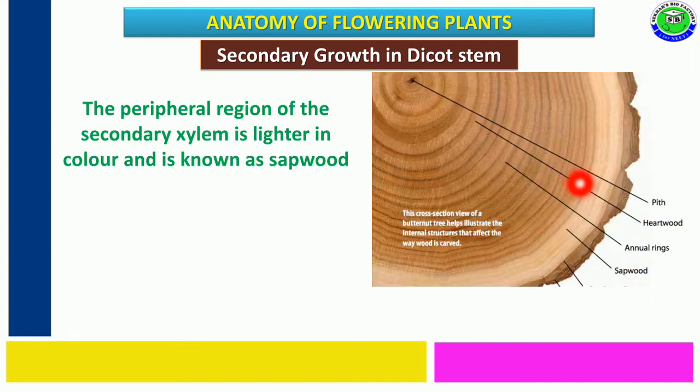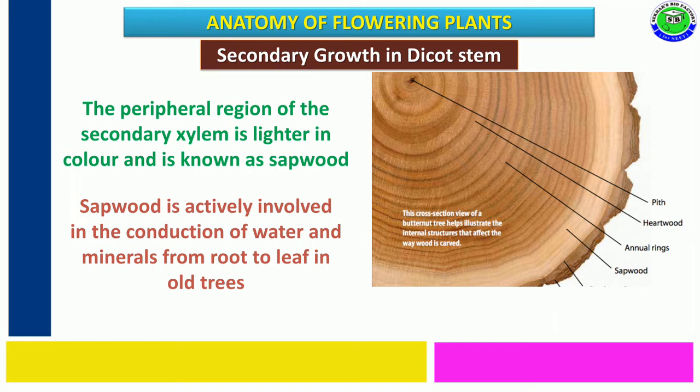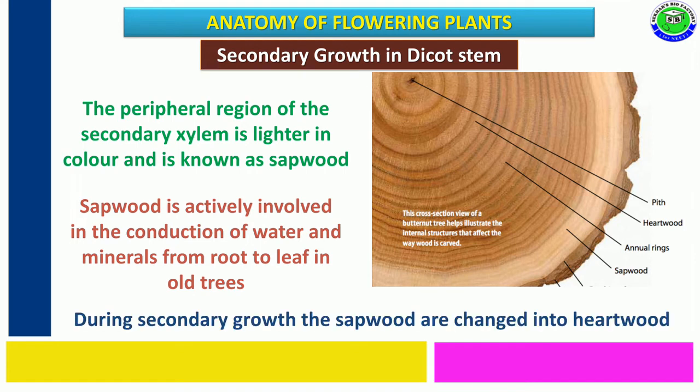But the peripheral region, or newly formed secondary xylem, is lighter in color due to the absence of such organic compounds. That's why the lighter portion present at the periphery is called sapwood. Sapwood is actively involved in conduction of water and minerals from root to leaf in older stems. During secondary growth, the sapwood formed at the periphery becomes heartwood due to deposition of these organic compounds.